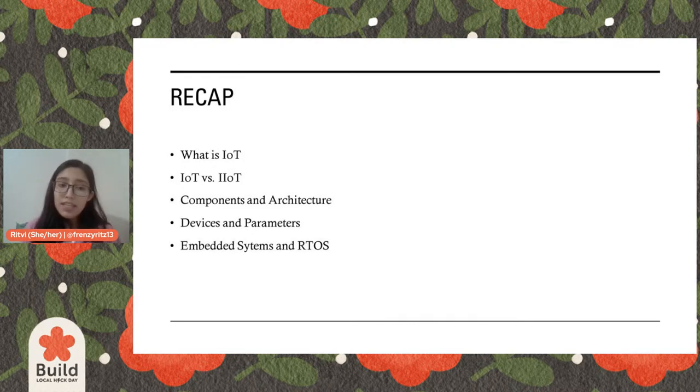Then we covered components and architecture, which was basically how many blocks do you really need for a system to qualify as an IoT system. Then we went over the architecture, which was basically how all the components function, in what direction do they function. And then we covered devices and parameters, which was basically how do you choose what you're going to use to make a project. I know there are tons of tutorials out there. Do you just follow them?